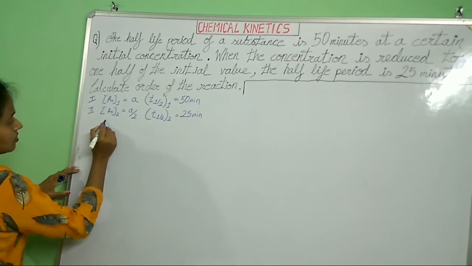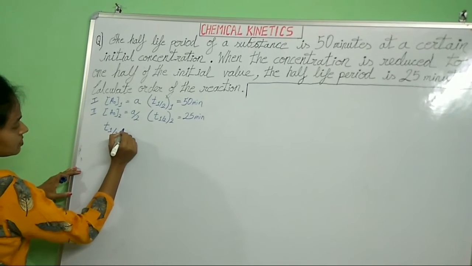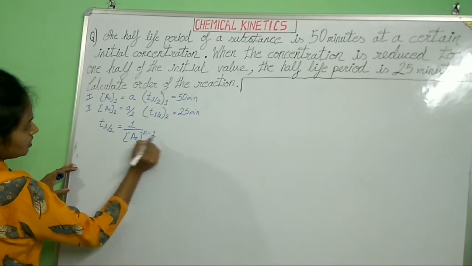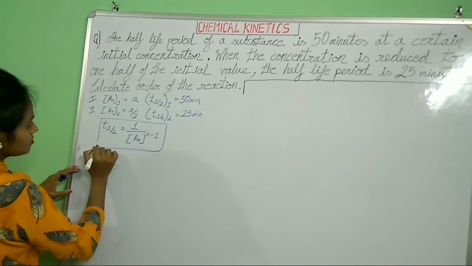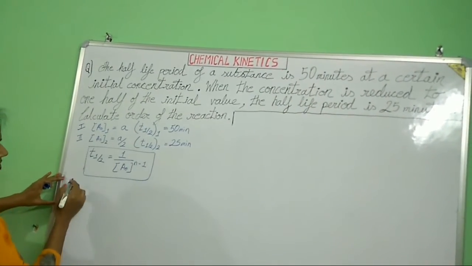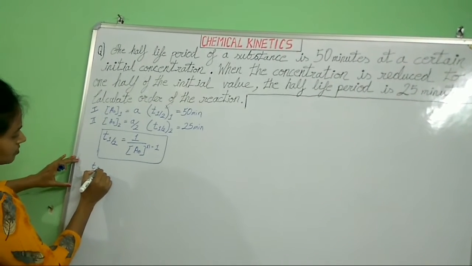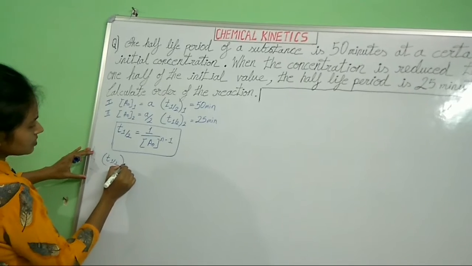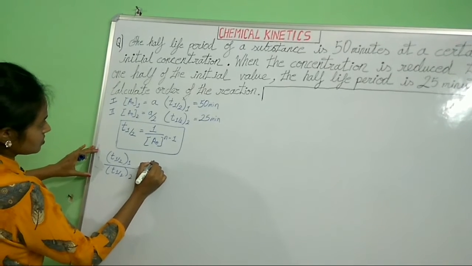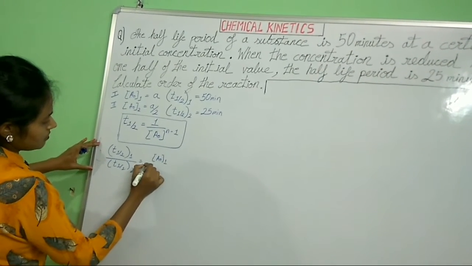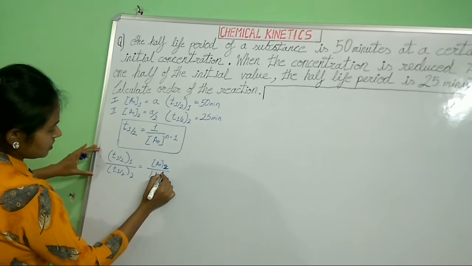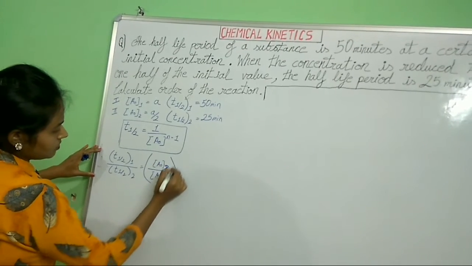Now, T half is equal to 1 by A naught to the power n minus 1. This is the formula we know, to derive T half, right? So, let us divide both these cases. Okay, T half for first case divided by T half for second case is equal to the inverse of concentration, so A naught 2 divided by A naught 1 will be to the power n minus 1.